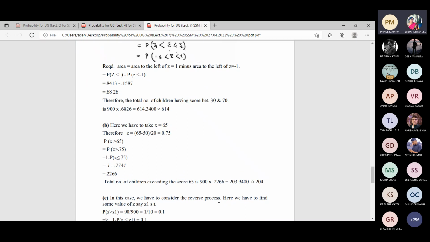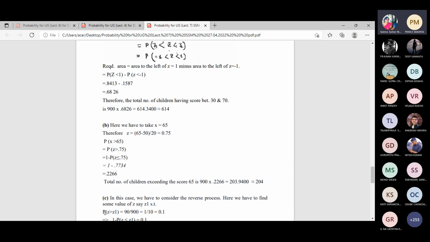We have considered, we don't know what is the score which will be exceeded by top 90 students of the class. The score is not known to us, but we know it is the score which is exceeded by top 90 students of the class. We are assuming that score is Z equal to Z1, and that should be exceeded by top 90 students.